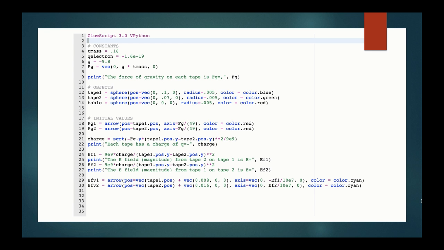And then I just created arrows for the force of gravity and also for the electric fields at the positions of each of the pieces of tape. And again, another assumption I had to make here was that the tape was just a point charge instead of a flat rectangular surface. So on the next slide, you'll see that the 2 tapes are just dots in space.